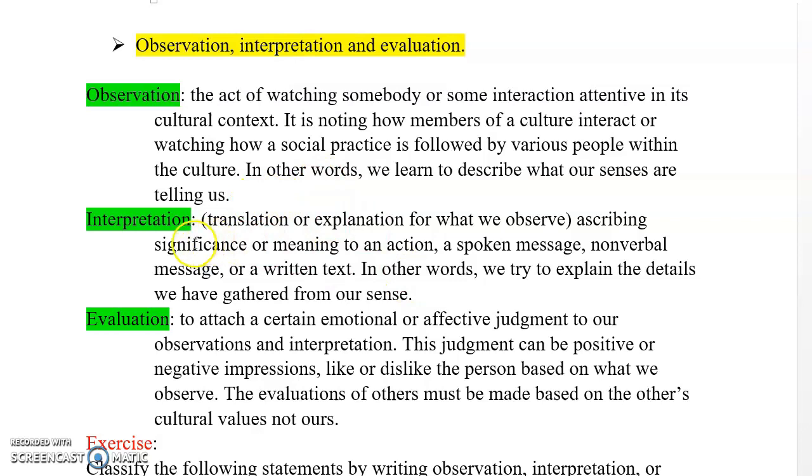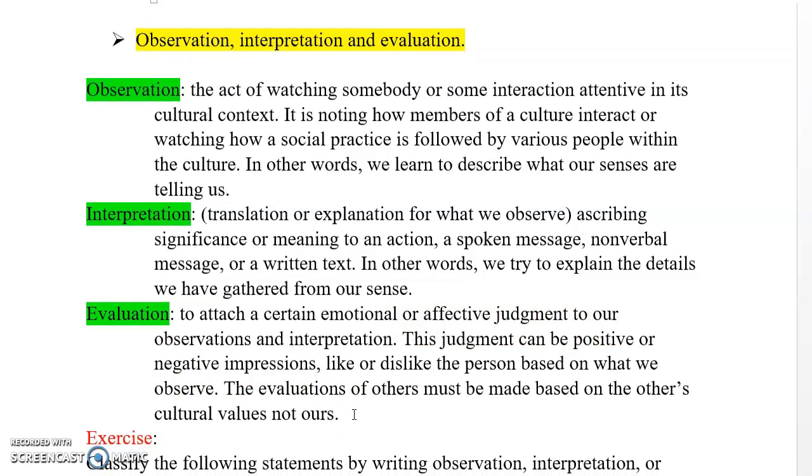The other one is interpretation. In other words, it means a translation. We have to translate or explain what we have observed. So I see something, I have to explain it in my mind. What is the meaning of it? Then I have to evaluate it. I have to make an evaluation, but an objective evaluation, not a positive or a negative one. So I should not attach a certain emotional or affective judgment to it. I'll tell you how now.